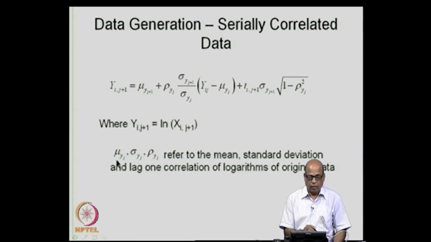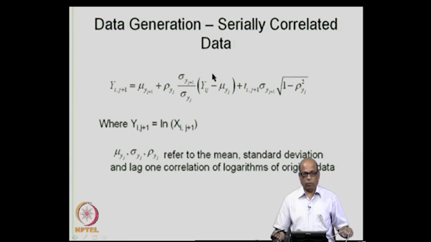So, all these moments here, mu y j, sigma y j and rho y j, refer respectively to the mean, standard deviation and lag 1 correlation of logarithms of the original data. So, if you apply the model with the original data and you find that the comparison of the generated data with the observed data is not acceptable, then you may try the log transformed flows, the same model, but now written in terms of the log transformed flows.